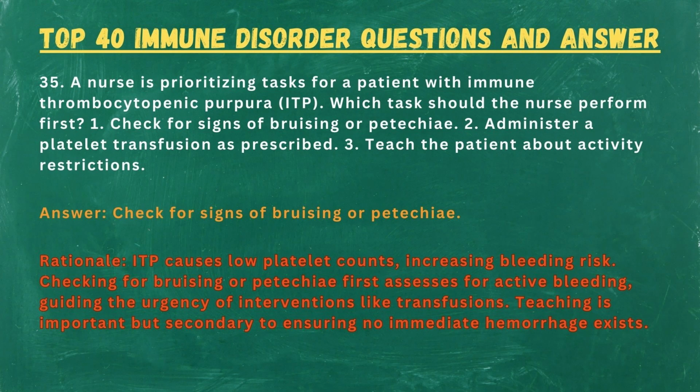Rationale: ITP causes low platelet counts, increasing bleeding risk. Checking for bruising or petechiae first assesses for active bleeding, guiding the urgency of interventions like transfusions. Teaching is important, but secondary to ensuring no immediate hemorrhage exists.